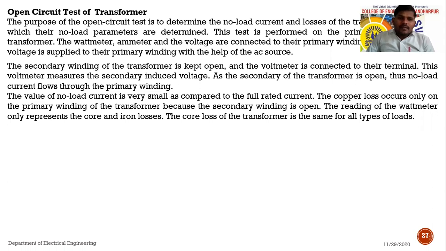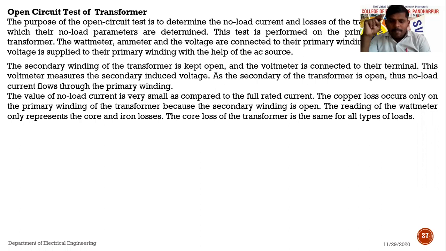Now, the value of no load current is very small as compared to the full load rated current. The copper loss occurs only in the primary winding of the transformer, because the secondary winding is open circuited, and the reading of the wattmeter only represents the core and iron loss. So the copper loss on the input side is negligible.